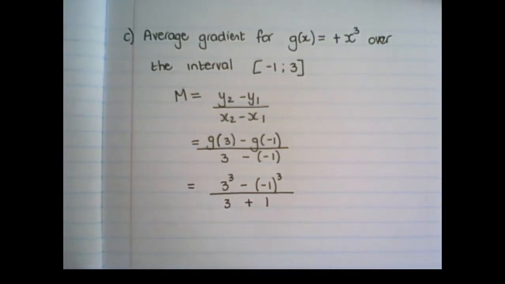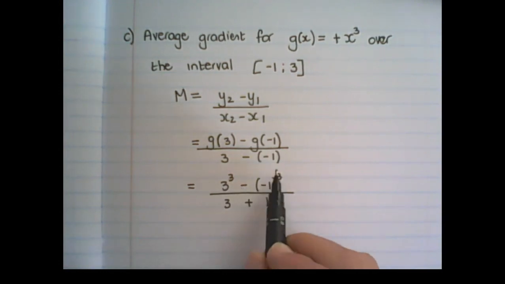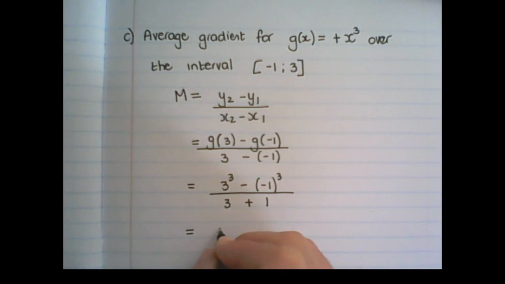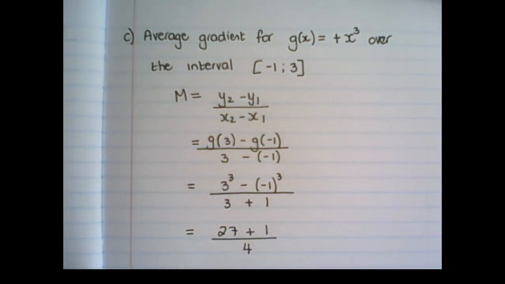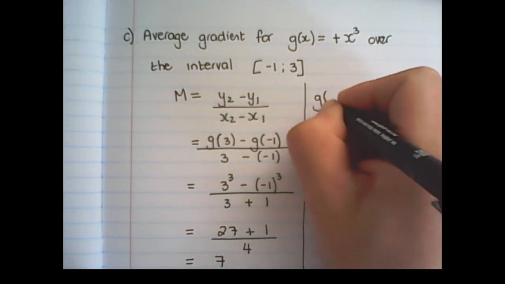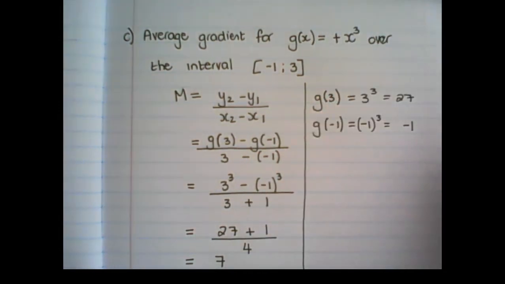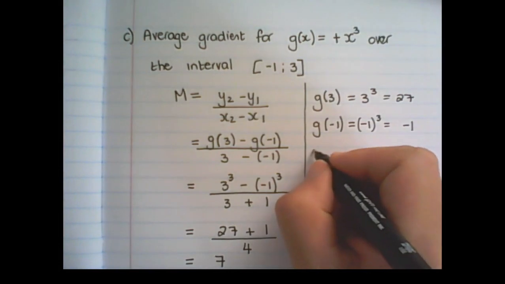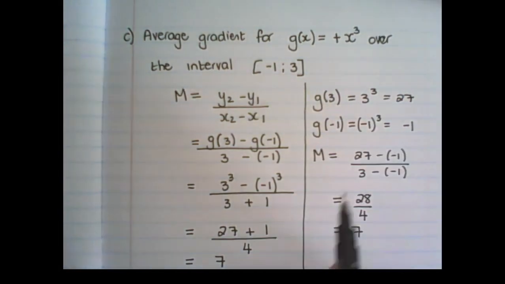So now I substitute both values of x into g(x). So 3 to the power of 3 minus (-1) to the power of 3. That is 27 plus 1 over 4. That's 28 over 4, so the gradient is 7. Alternatively, you could have substituted the values first and then put those values into the gradient formula. So both methods will give you the same answer.